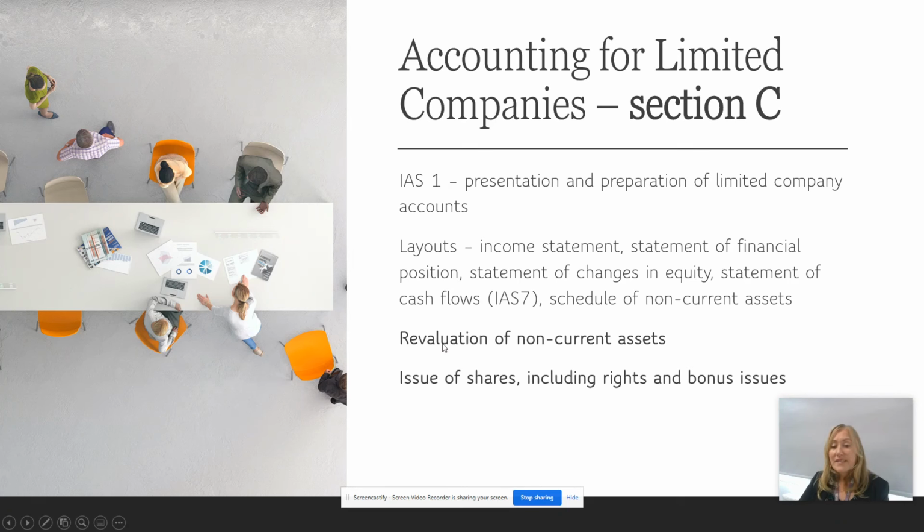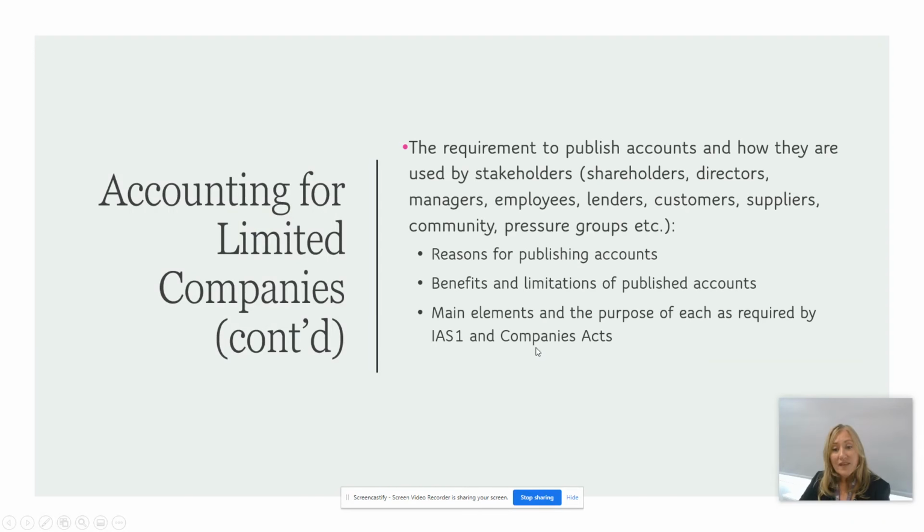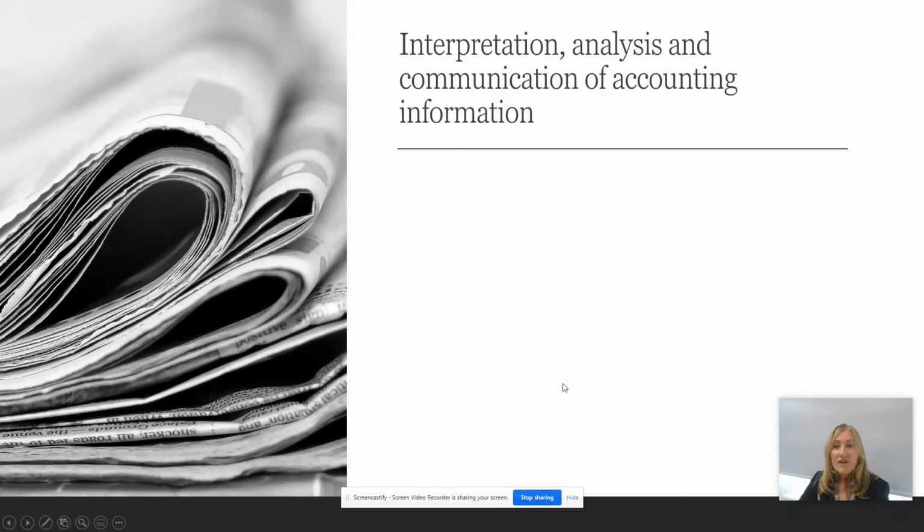Back to limited companies then, this is all the same as for section B, really, it's the same guidance. But the topics I think might come up here, more likely, revaluation of non-current assets, issuing of shares, that kind of thing. So remember, we are looking for an essay question in section C. So maybe something on the requirement to publish accounts, why they're needed and who uses them for what. So that could be worth revising.